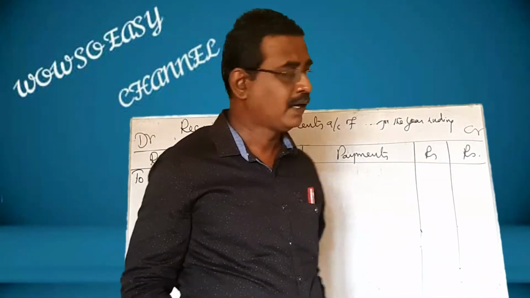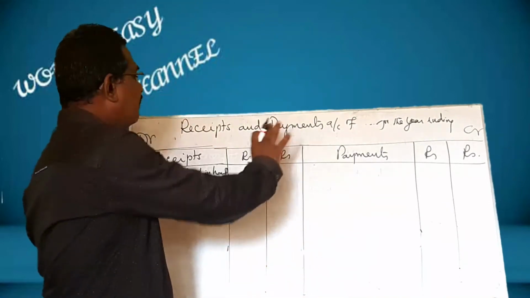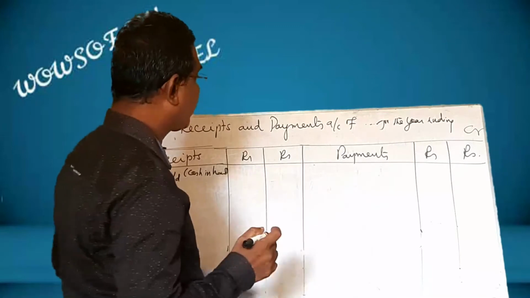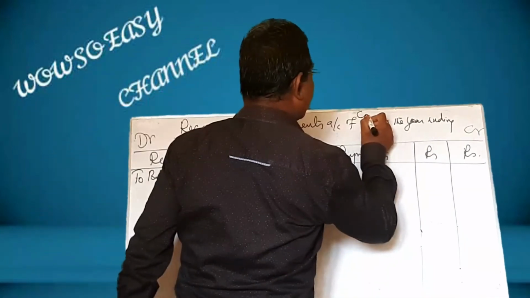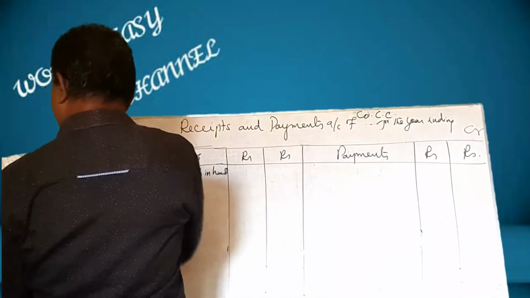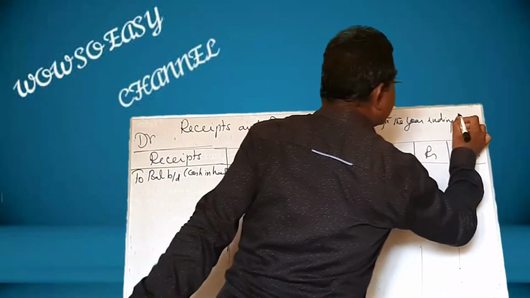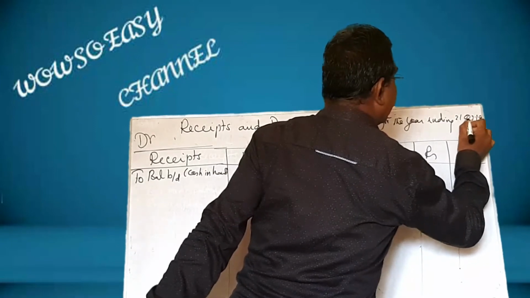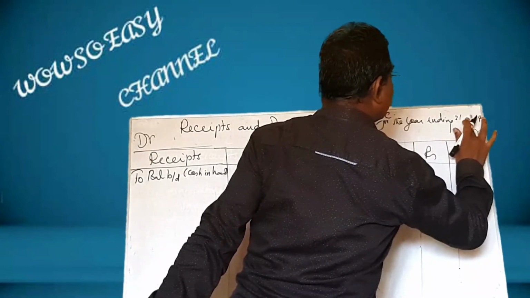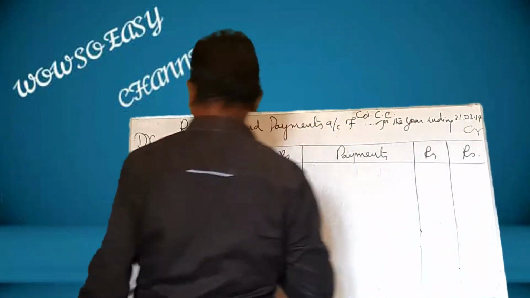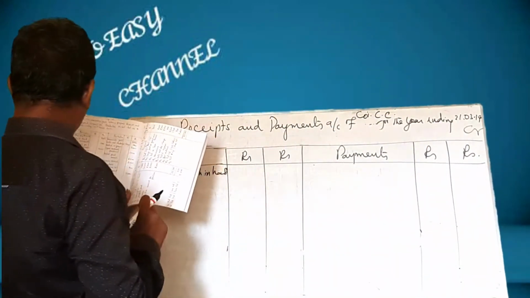Shall we record? I have written the format of receipts and payments account. What is the name given? Coimbatore Cricket Club. Here I have to write Coimbatore Cricket Club. For the year ending, they have given as 31st March 2019. Receipts.